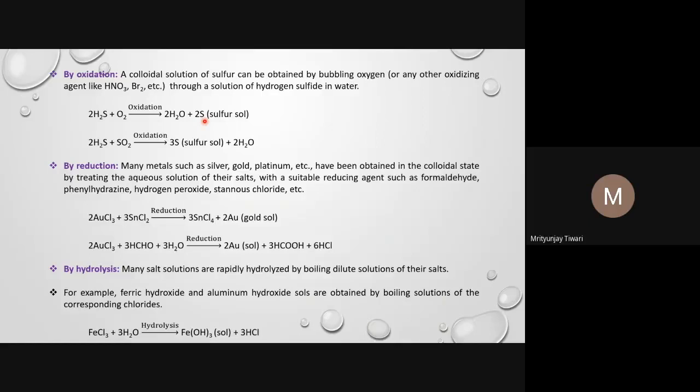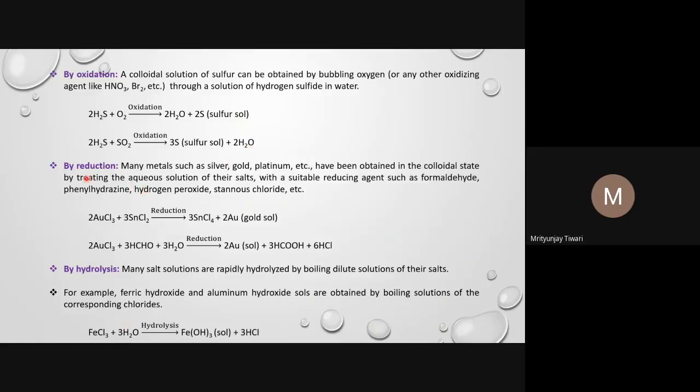Now the sulfur atoms will aggregate. Initially they combine to form S8 molecules, and the S8 molecules then aggregate to form colloidal size particles. So this method is the condensation method, because the atoms are formed by this oxidation reaction, and these atoms aggregate to form the sulfur sol. Similarly, with H2S, another oxidizing agent could be SO2, and by oxidation it also forms the sulfur sol, and water molecules are formed as a side product.